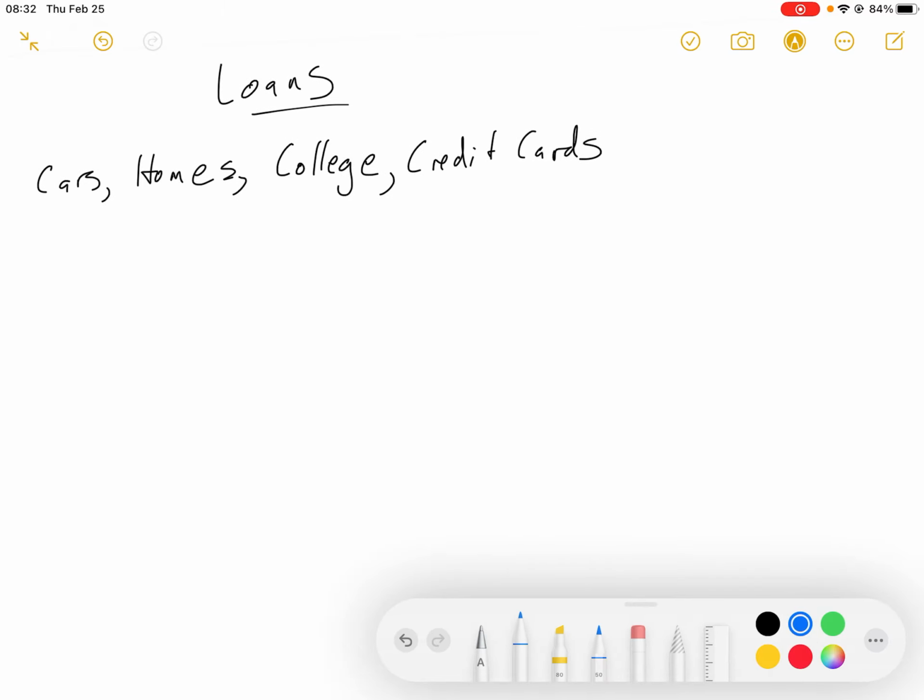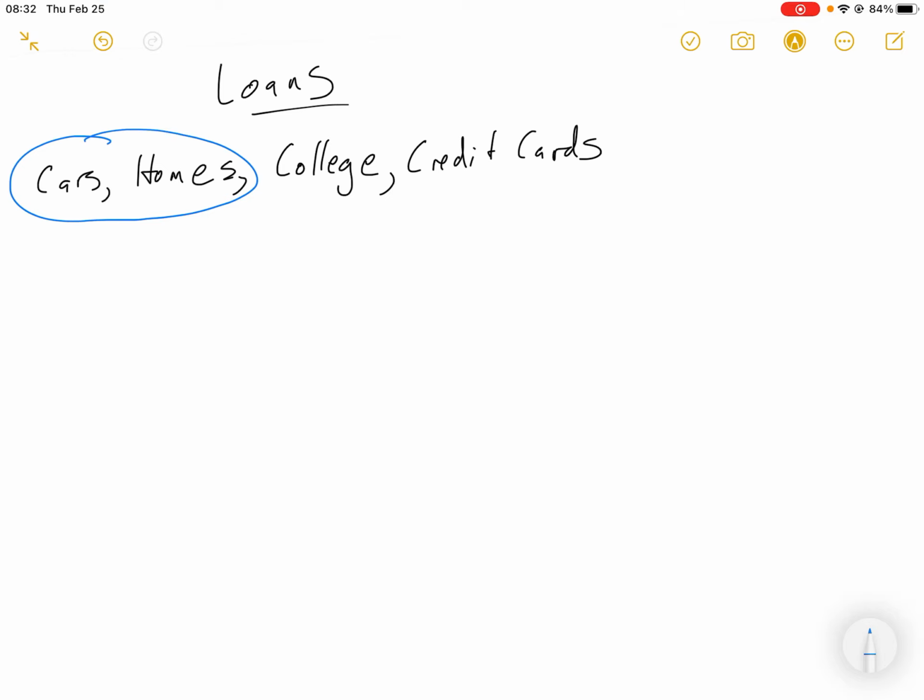I'm going to really just focus on cars and homes in this example. College is just a little bit different because there are different sorts of federal aid when it comes to college loans, so it works out a little bit differently. And then credit cards are just awful loans to take out.